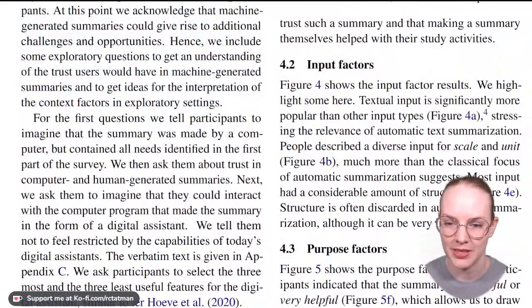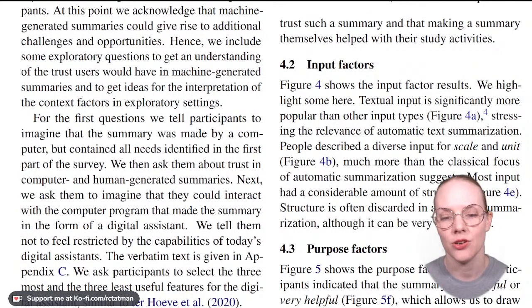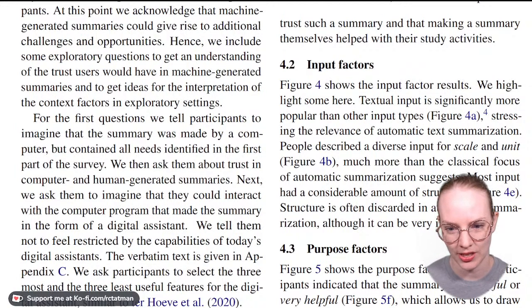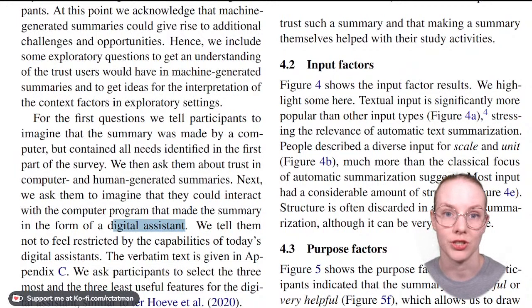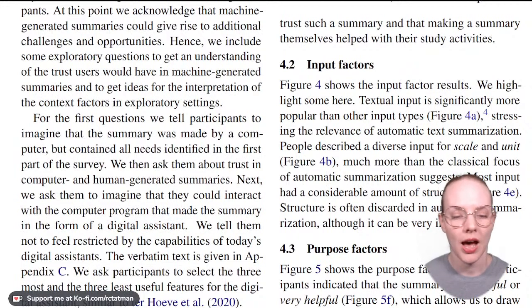For the first questions, we tell participants to imagine that the summary was made by a computer, but contained all needs identified in the first part of the survey. We then ask them about trust in computer and human-generated summaries. Next, we ask them to imagine that they could interact with a computer program that made all summaries in the form of a digital assistant, so like a conversational interface. We then tell them not to feel restricted by the capabilities of today's digital assistants. The verbatim text is given in Appendix C.